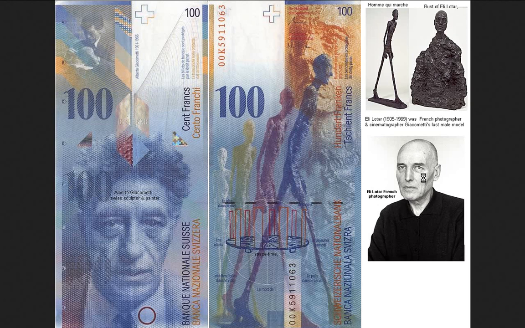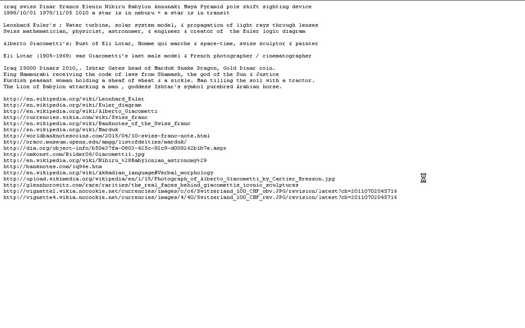Anyway, let's get to this here. This is the text file you'll find below, and here are the buzzwords that are being used: Elenin, Nibiru, Babylon, Annunaki, Maya, Pyramid, Pole Shift, Sighting Devices, Iraqi Swiss Dinar, and francs. 1998, October 1st, 1979, November 5th, and 2010. And also, a star is in Nibiru when a star is in transit. The word Nibiru actually just means transit most of the time. Sort of like conjunction, junction. But anyway, there's all the listings there and a bunch of links that you can look up if you don't want to be scared of stuff. Or if you want to be scared, just ignore all of this and just downvote.